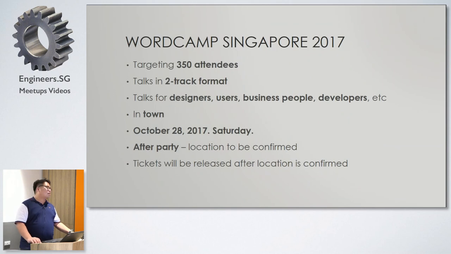The talks are in a two-track format. There'll be talks for everyone, essentially, for designers, users, business people, developers, anyone you can think of who has used WordPress in one way or another. As I mentioned, it'll be held in town. The date is October 28th, a Saturday, okay? There'll be an after party after the conference. Location is to be confirmed, and tickets will be released after the location is confirmed.